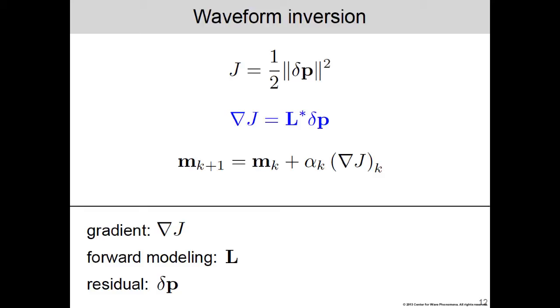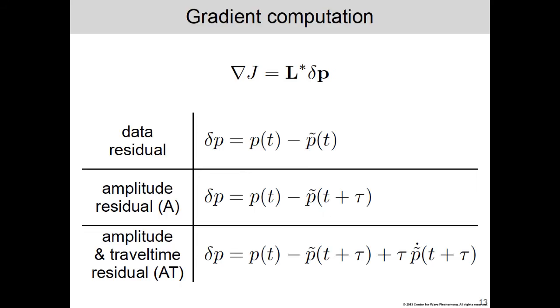The most important step in this process, obviously, is the computation of the gradient, simply because it directly influences the direction that we move along the objective function. So in this presentation, I'll show examples of waveform inversion making a single change, and that change will be the residual that I use in computing the gradient. The different residuals that I use are listed in this table here.